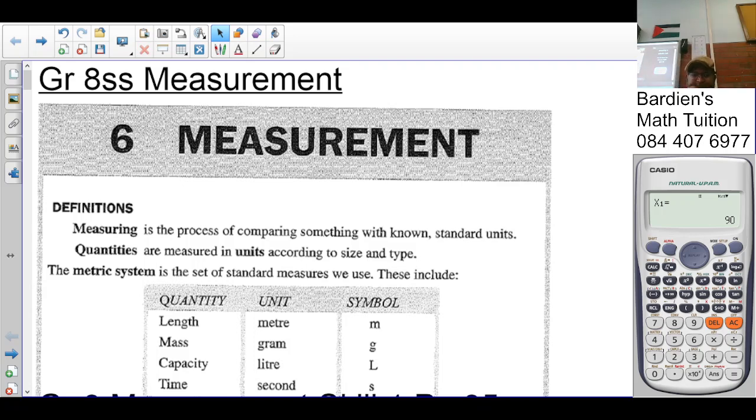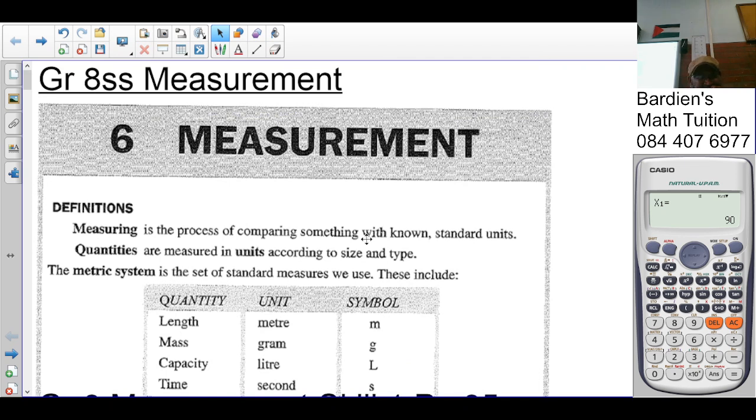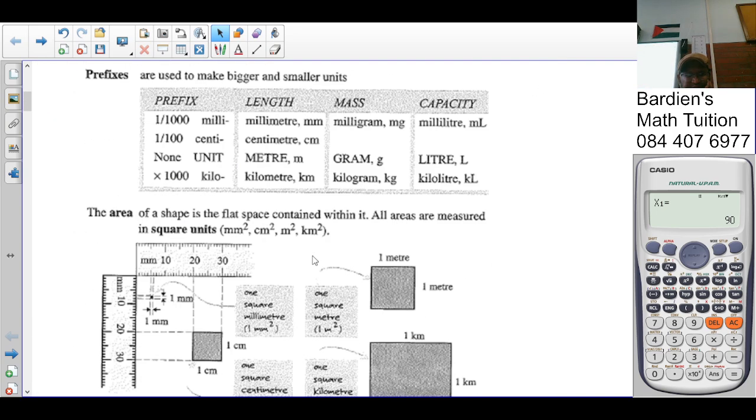Okay, good morning class. So today we're looking at measurement. At this point we went through the definition and all of those things there.